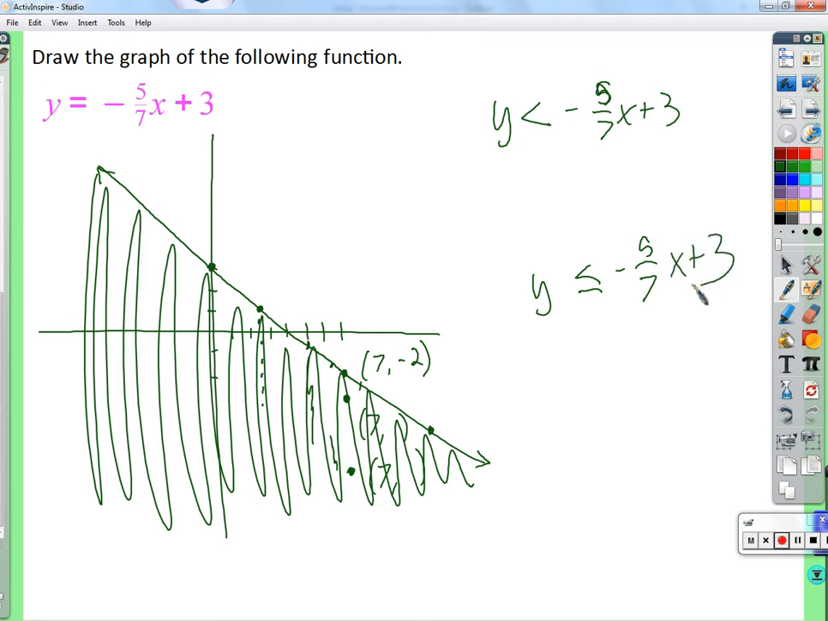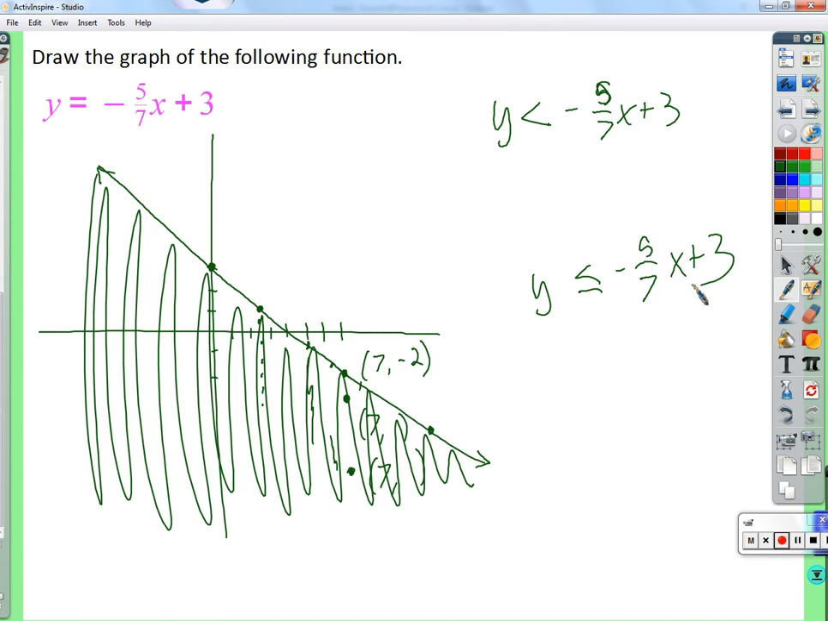Conclusion made. So he just drew the conclusion for us. If we include both of those things, the equals part is the line, and the less than part is the shaded area.